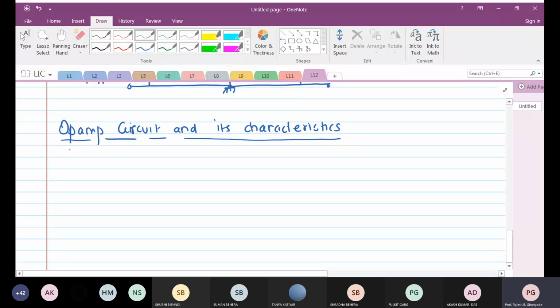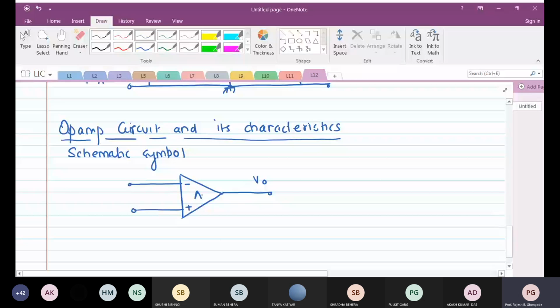Okay, so let us first start with the schematic symbol. So the operational amplifier generally is shown like this, with two inputs, one output. Output is marked as output voltage VO. This is marked as minus, this is marked as plus. The gain, open loop gain, is shown like this as A. Okay, so this will be your V2, this will be your V1. This terminal is called as the inverting terminal.